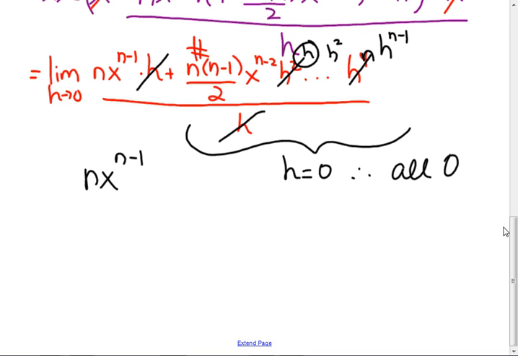Then I'm still left with an h here because there were 2 h's and only one canceled out. And what happens to all these h's? They keep going up in number.